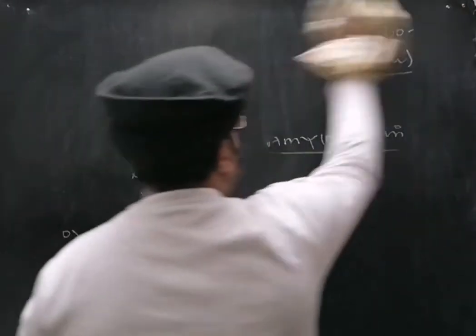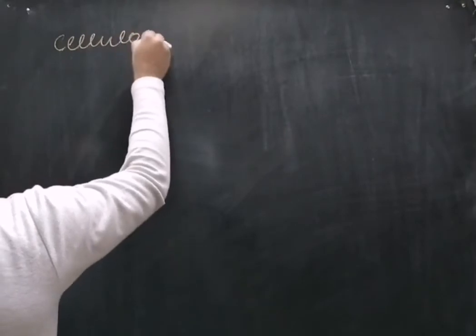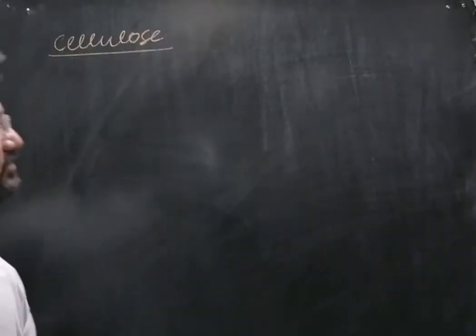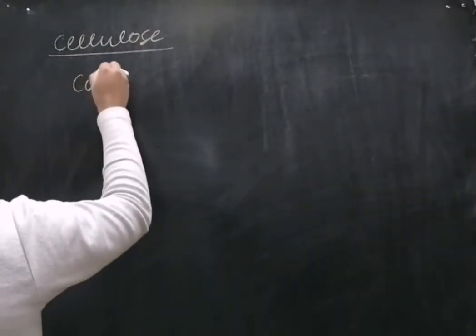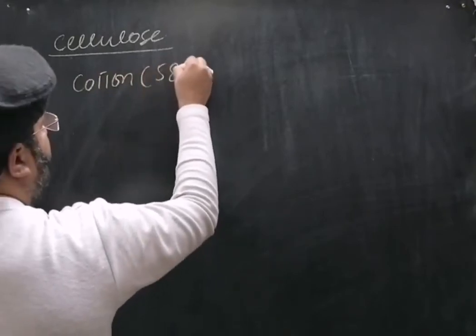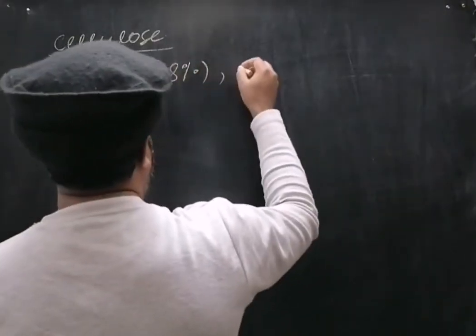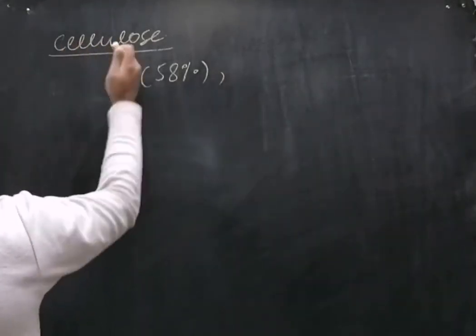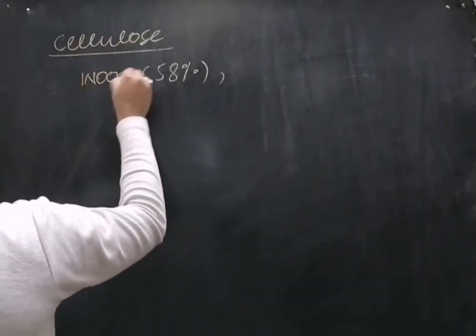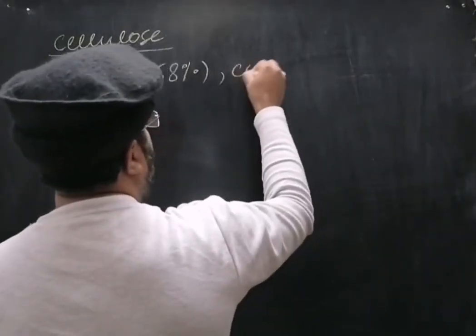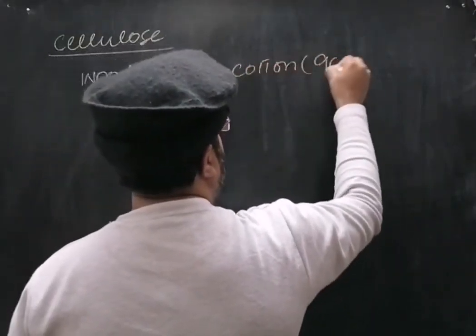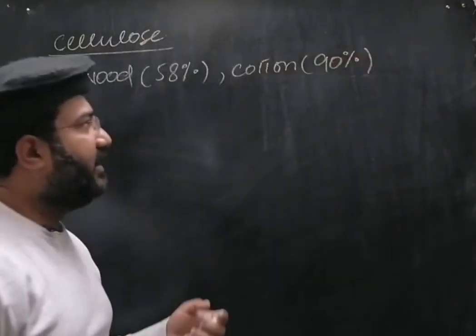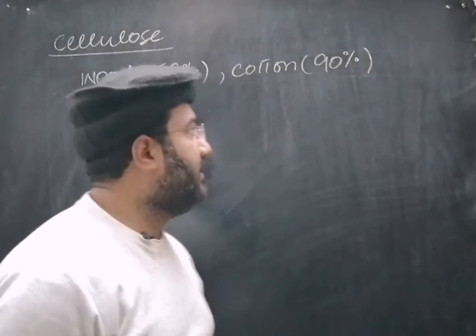Now the last polysaccharide, it is cellulose. Cellulose is the most abundant form of carbohydrate on this planet. Wood is actually about 50% cellulose, and the purest form of cellulose is cotton, which is 90% cellulose, and the remaining 10% are fats, just like waxes in the cotton.